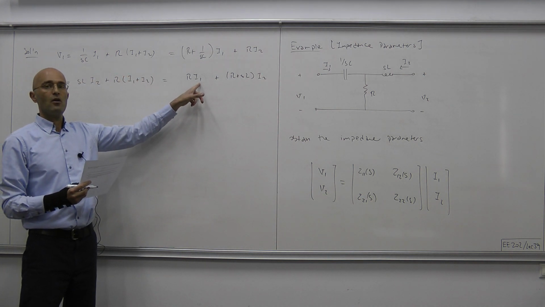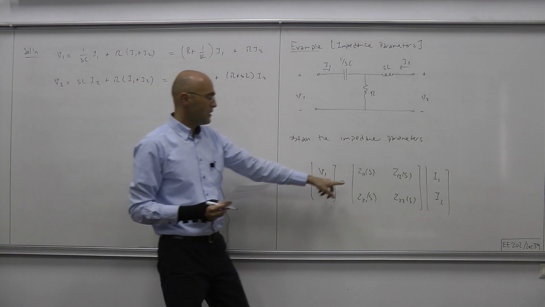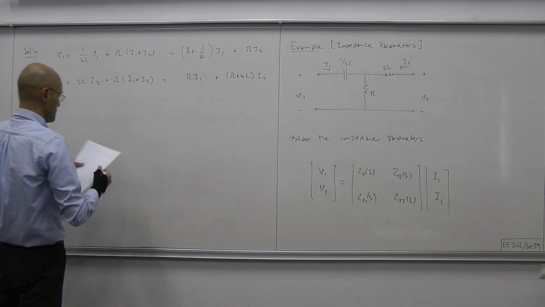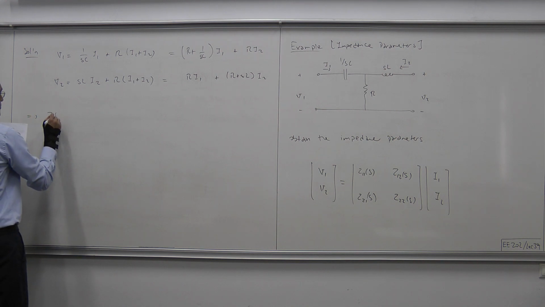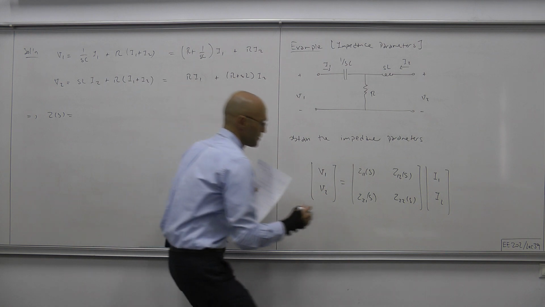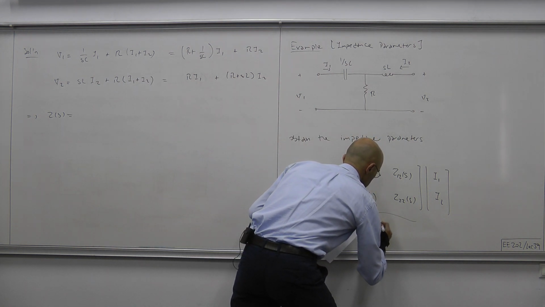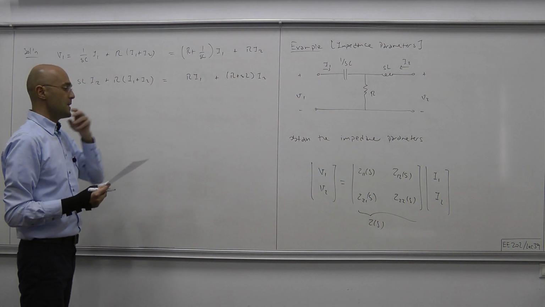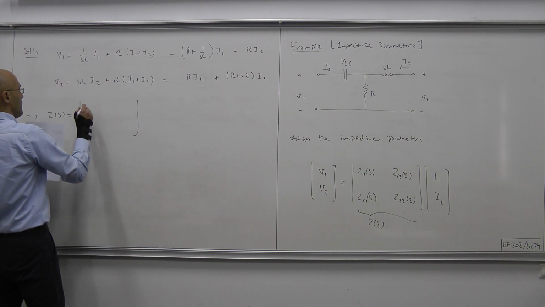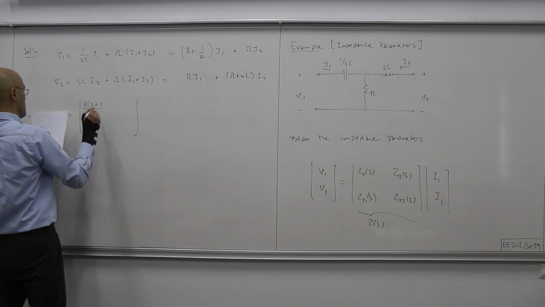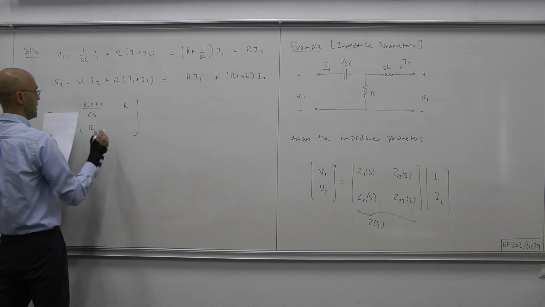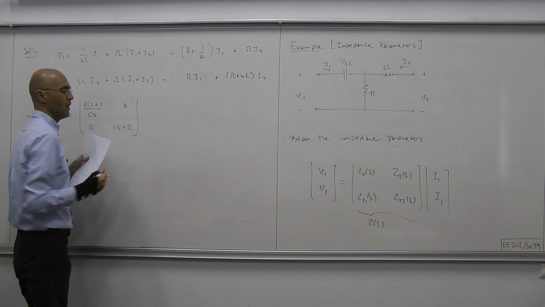Okay, and then we have immediately all the entries, Z11, Z12, Z21 and Z22. So this is our impedance matrix, Z of S, for this case, which equals RCS plus 1 over CS, R, and LS plus R.